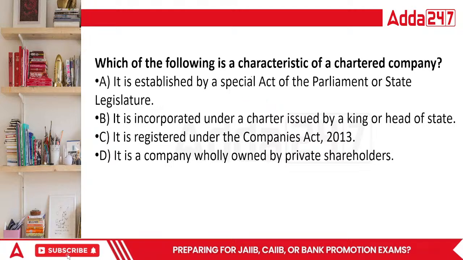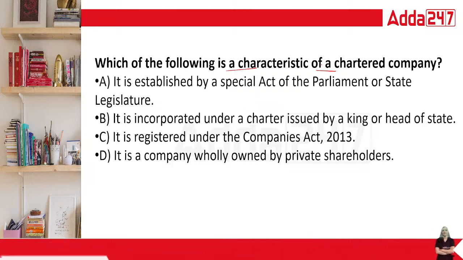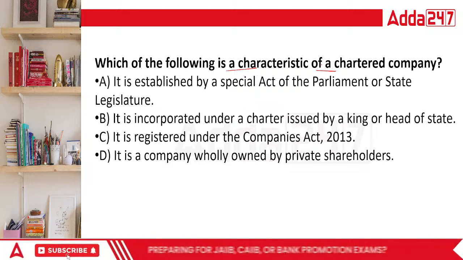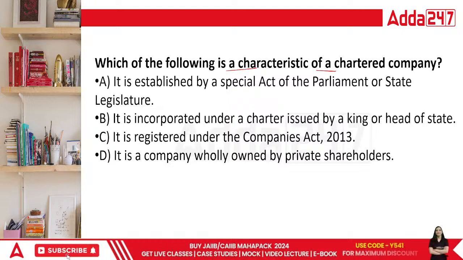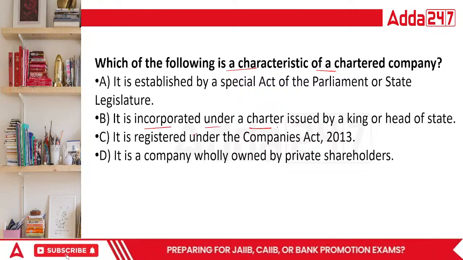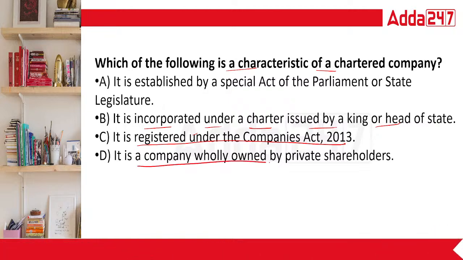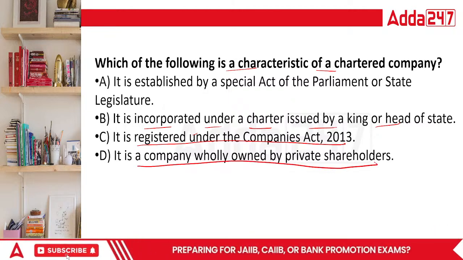Which of the following is a characteristic of a chartered company? As I told you, we're talking about the chartered company. It is established by the special act of parliament. It is incorporated under the charter issued by a king or a head of the state. It is registered under the Companies Act 2013, or it is a company wholly owned by the private shareholders.